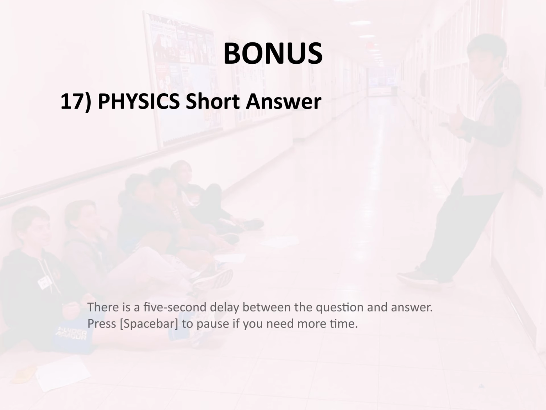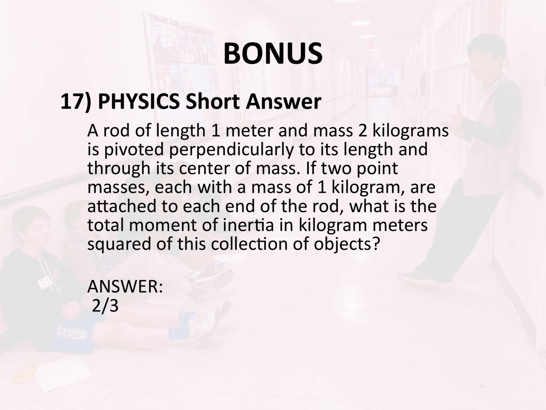Bonus, 17. Physics. Short answer. A rod of length 1 meter and mass 2 kilograms is pivoted perpendicularly to its length and through its center of mass. If 2 point masses, each with a mass of 1 kilogram, are attached to each end of the rod, what is the total moment of inertia in kilogram meters squared of this collection of objects? Answer, 2/3.